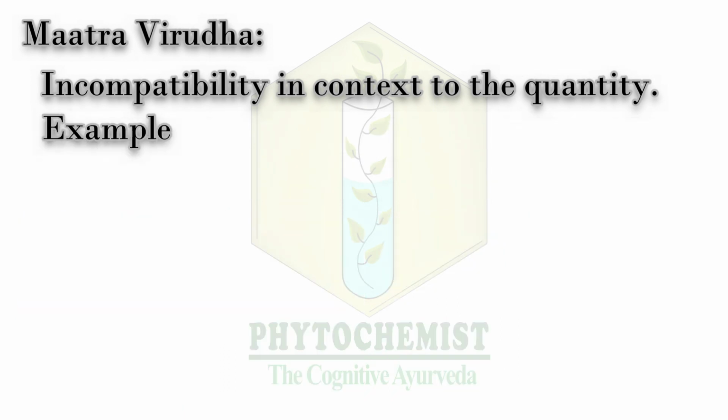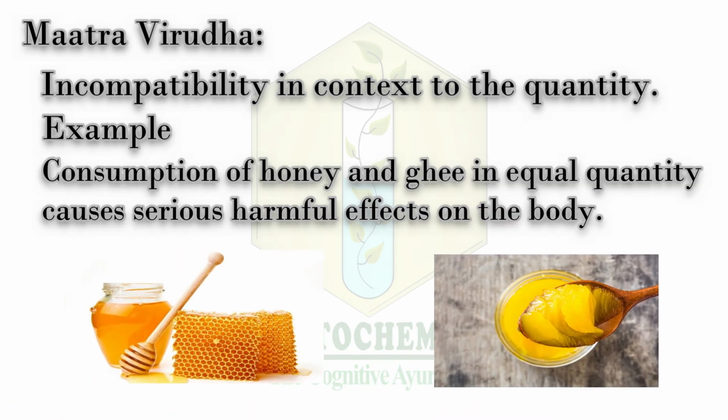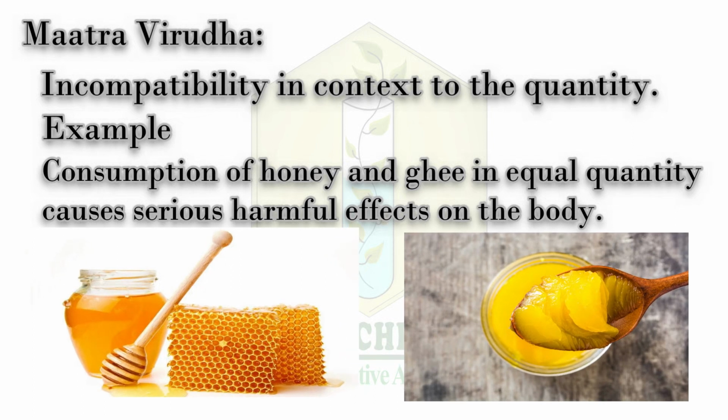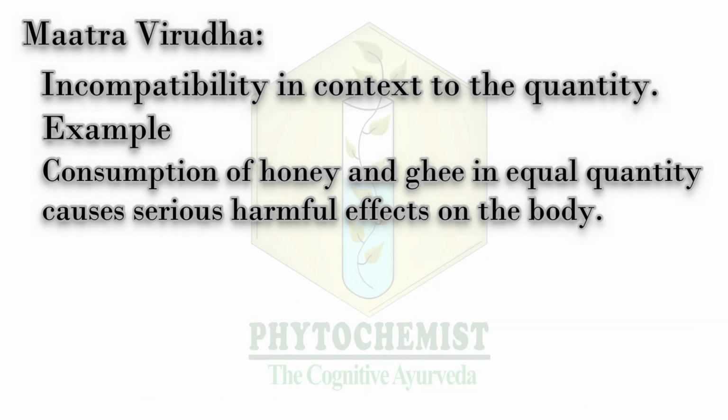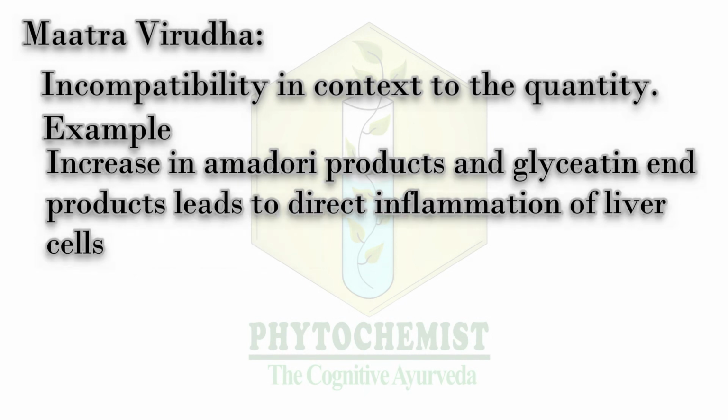For example, consumption of honey and ghee in equal quantity. Honey and ghee in equal ratio can cause serious harmful effects on our body. Some research has found a rise in SGOT and SGPT levels and also increased plasma urea and creatinine and blood urea in kidney function tests. An increase in Amadori products and advanced glycation end products leads to direct inflammation of liver cells.